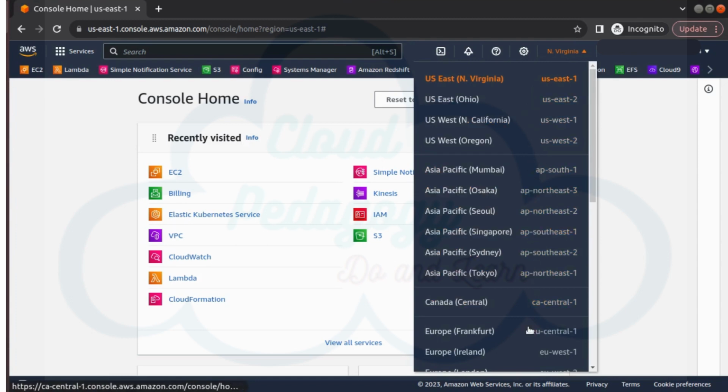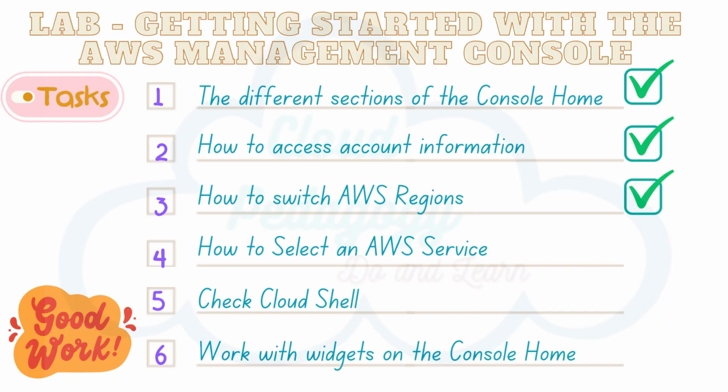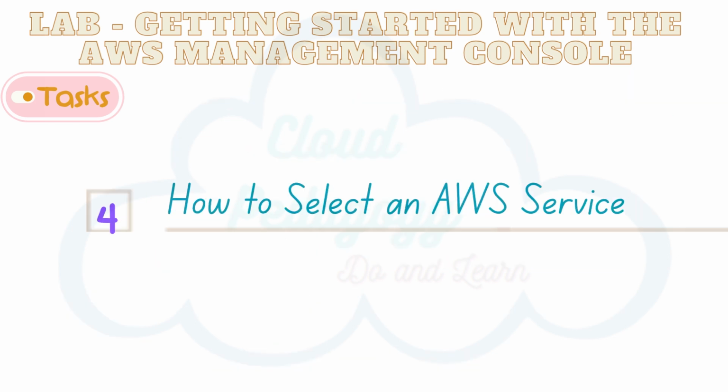Use the scroll bar on the right side to see the full list of available options. Congrats, you know how to change the region as well. In task 4, you will see how to select an AWS service.